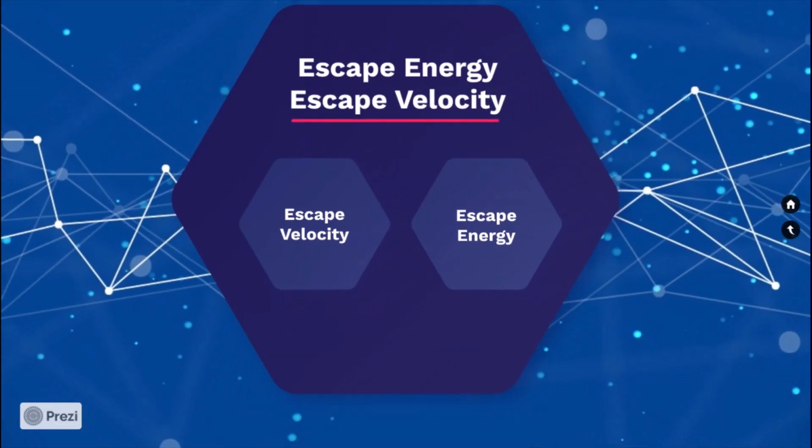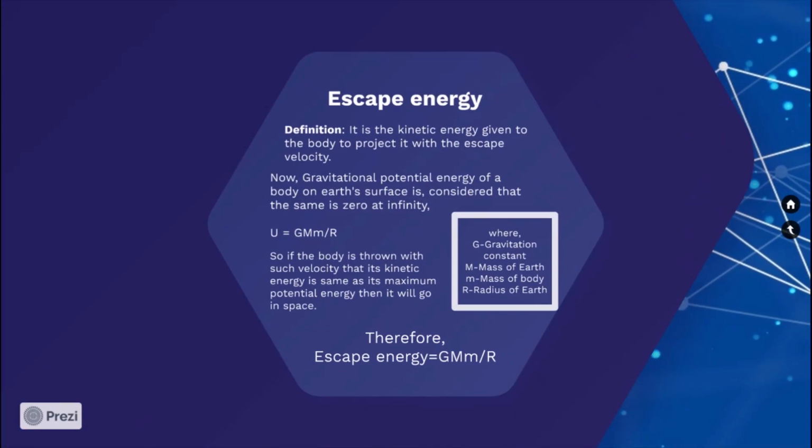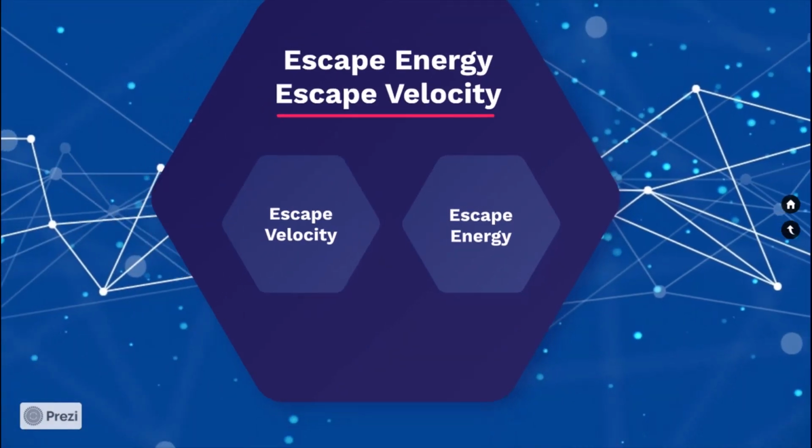Lastly, we have escape energy, which is the kinetic energy given to a body to project it with the escape velocity. Its formula is G m1 m2 by r, equal to the maximum potential energy. So, if such an amount of energy is supplied to it, then the body will attain its escape velocity and move towards space. Thank you.